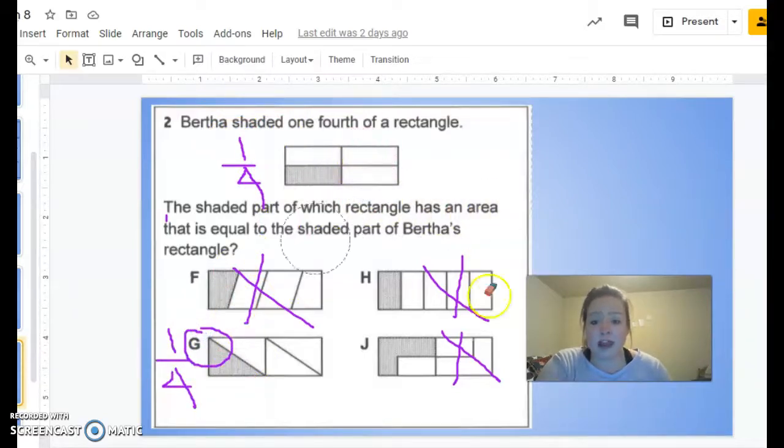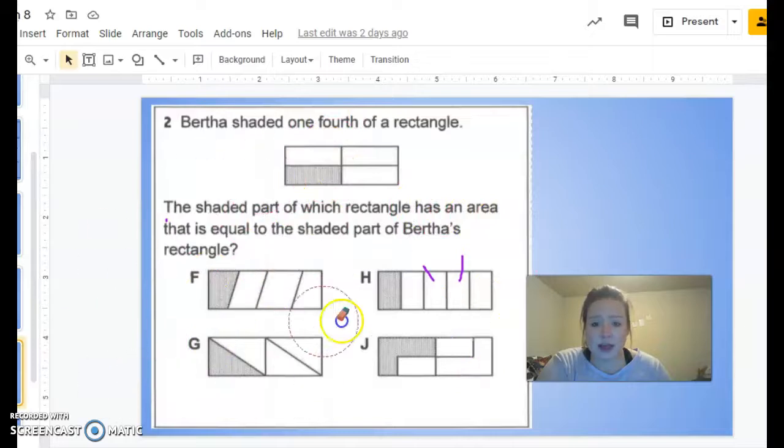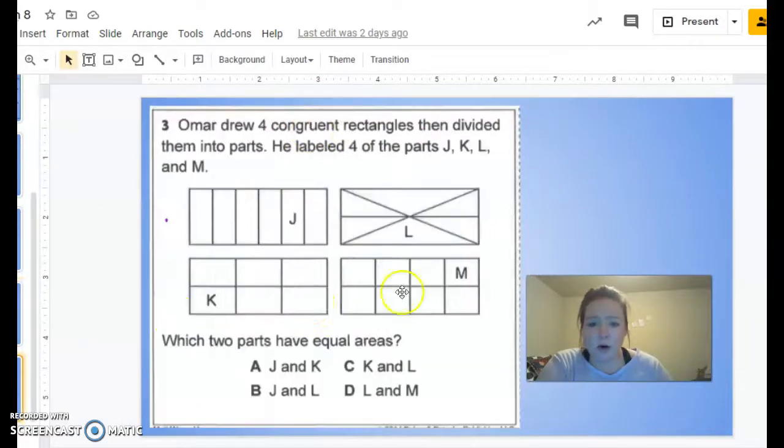So that is what you guys are going to be doing. You guys have one more question that I would like you to answer. Omar drew 4 congruent rectangles, then divided them into parts. He labeled 4 of the parts J, K, L, and M. Which 2 parts have equal areas? So 2 of these parts are going to be equal in area. And then you'll just type your answer. I'll give you an answer box.